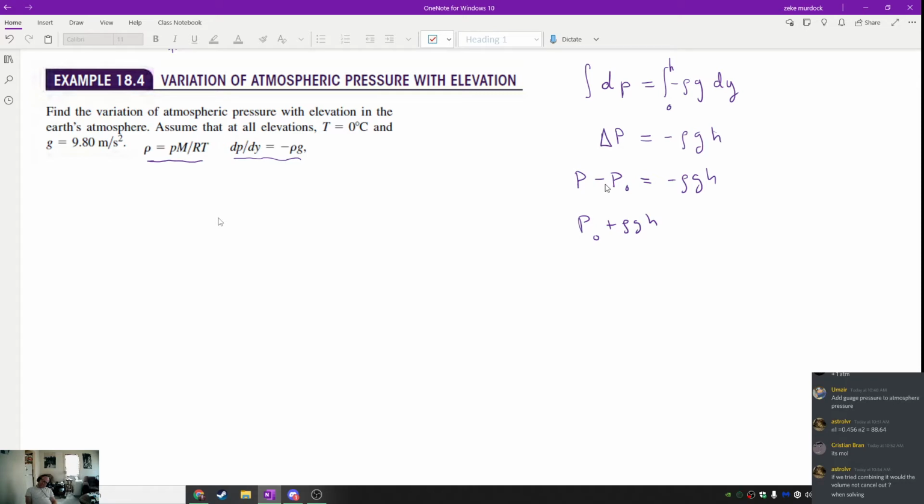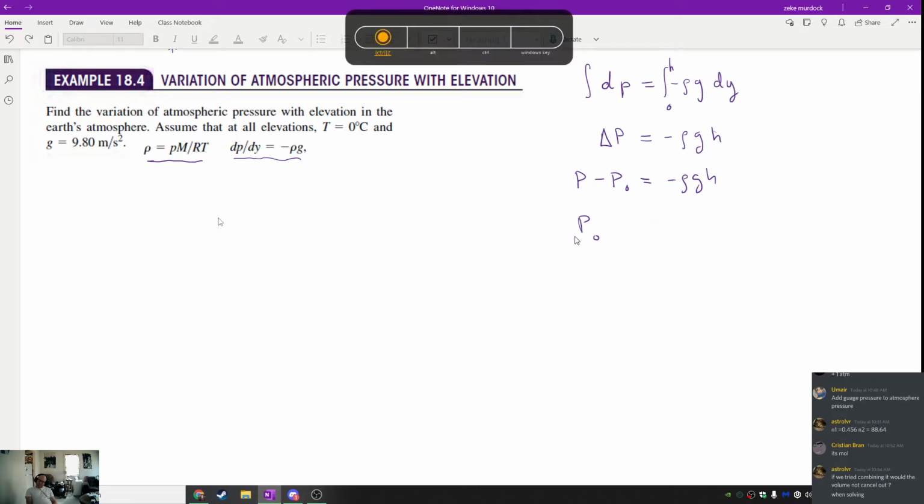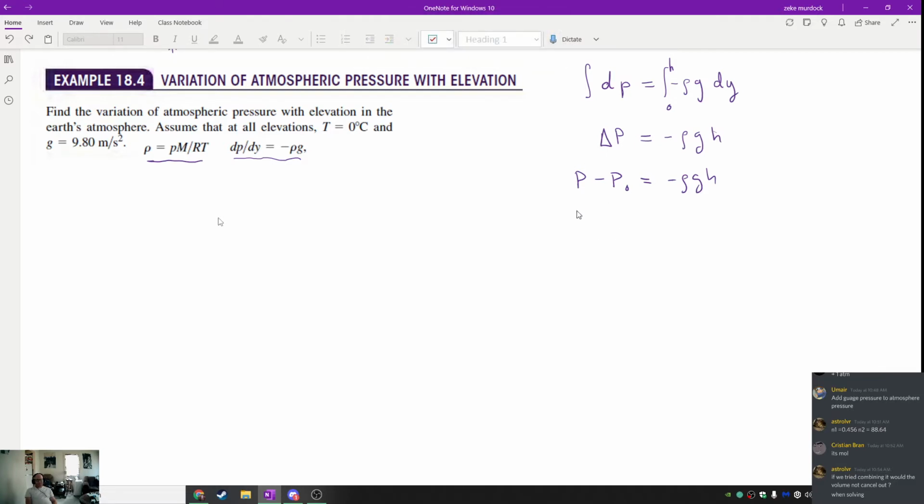That extra negative sign is confusing me. Let's just multiply it over here. So you get P naught minus P equals rho gh. And then subtract this one, add this one. So you get P naught minus rho gh is equal to P.